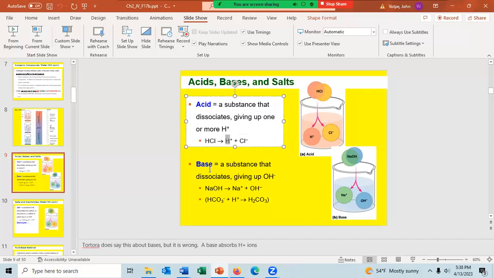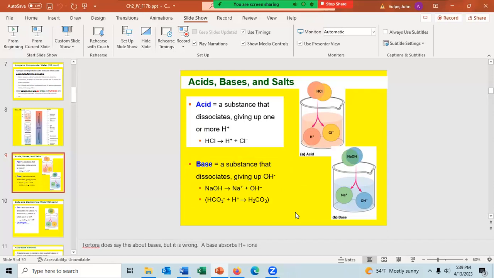A base, the textbook says, is a substance that dissociates, giving up 1 or more OH minus, meaning hydroxide ions. Like sodium hydroxide is a base because when dissolved in water, it will break into sodium ion and hydroxide ion. And the hydroxide ion being in solution will increase the number of these in solution. And that's why sodium hydroxide is a base.